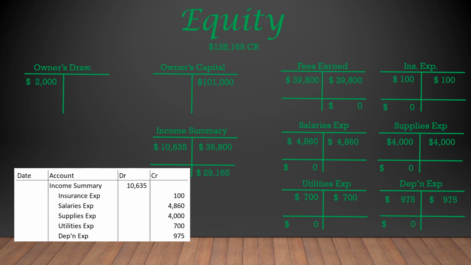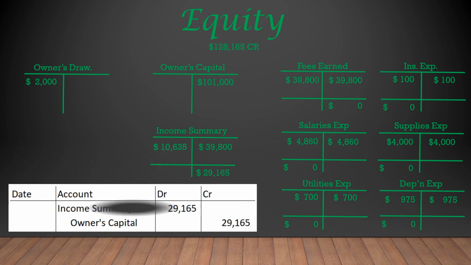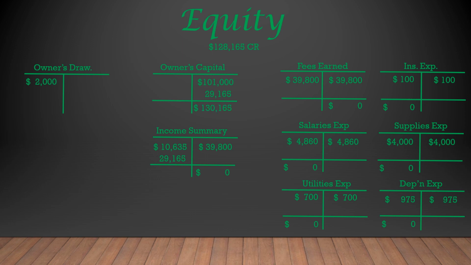Next, we'll move our balance from income summary to owner's capital with this entry. Income summary has a credit balance, so we'll debit it to move it to zero, and we'll put the corresponding credit in owner's capital. This brings our owner's capital account to a $130,165 credit balance.